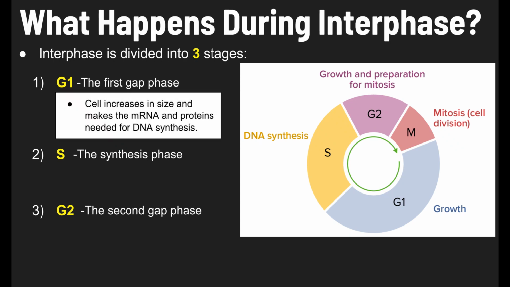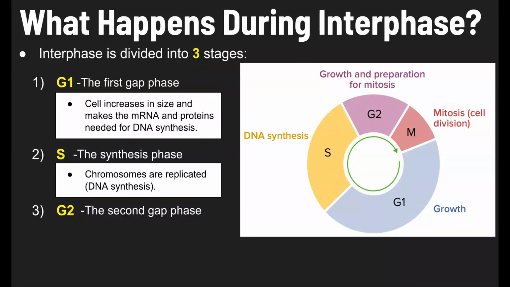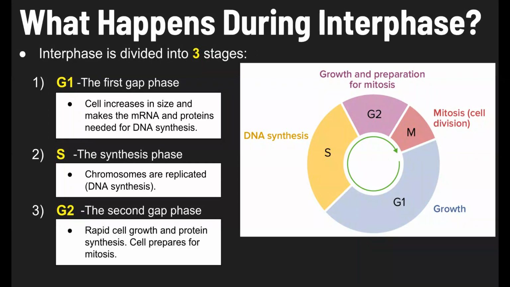So what happens exactly during each one of these? Well, during G1, the cell increases in size. So it grows, and it makes the mRNA and proteins that are needed for DNA synthesis. During the S phase, chromosomes get replicated. So we call this DNA synthesis. Essentially, a copy of all the DNA in the cell is made during this phase. And then during G2, there's rapid cell growth. So the cell grows even more. And there's also protein synthesis. So proteins get made. And the cell is preparing for mitosis in this step of interphase.